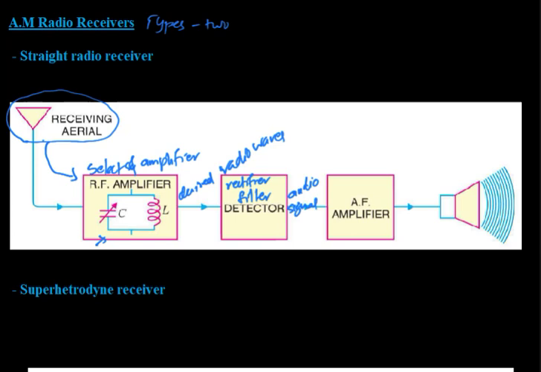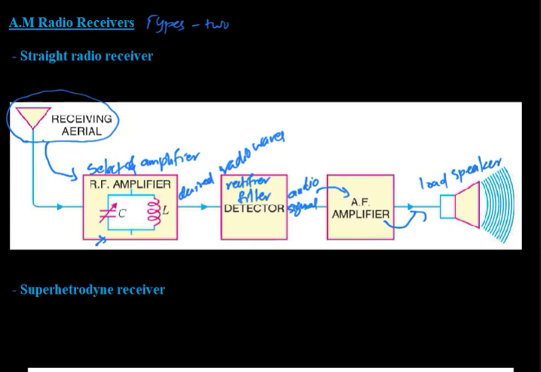This audio signal is then amplified by a series of amplifying units, which are audio frequency amplifiers, and this amplified audio signal is then given to a loudspeaker for sound reproduction. So these are the steps involved in a straight radio receiver.